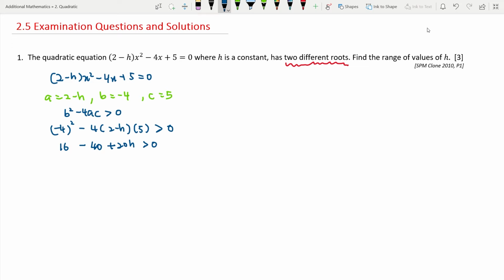We further simplify it. We will get negative 24 plus 20h is greater than 0. 20h is greater than 24. Divide both sides by 20. h is greater than 24 over 20. Therefore, h is greater than 6 over 5.